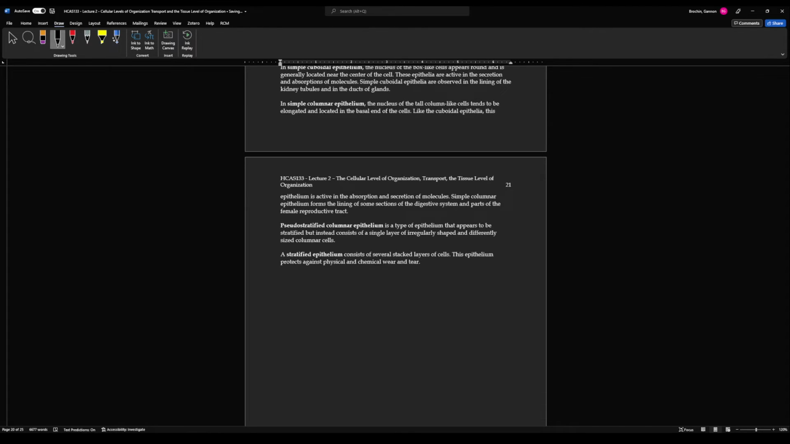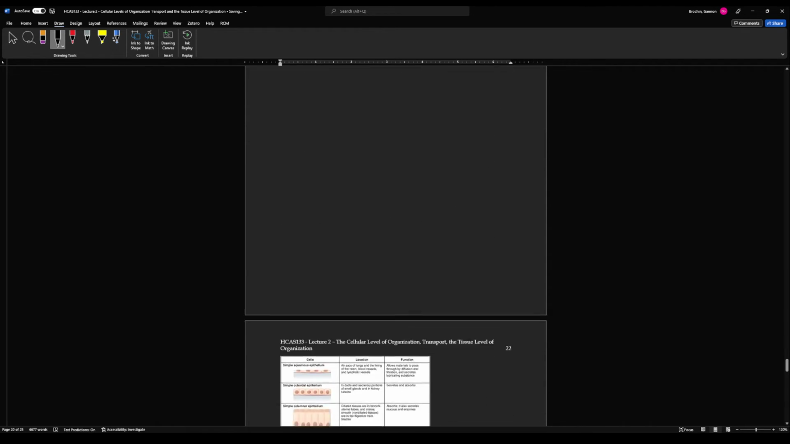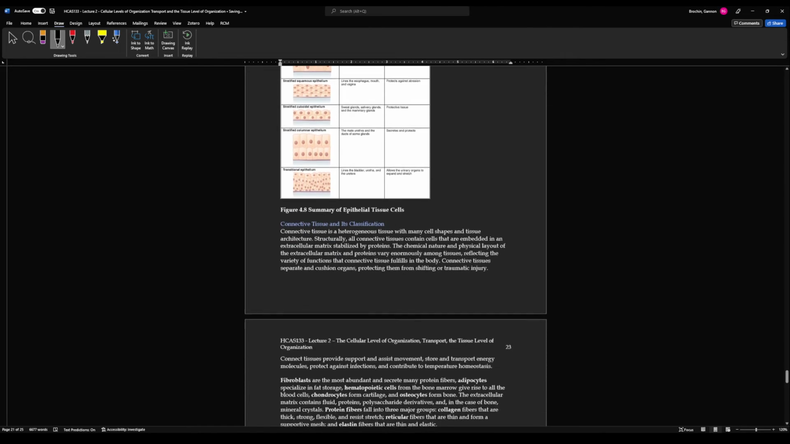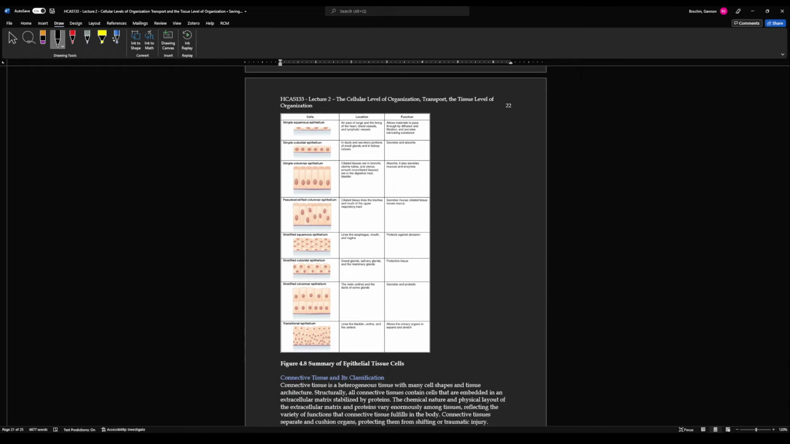Pseudostratified columnar epithelia, these guys hang out in very few places. One of them is the bladder, for instance. But again, they're columnar and they look like there's multiple layers, but there's only one. So this is a labeled description of each of them. We won't dive into that. It's also important to know that certain cells, like columnar epithelia, are prone to have cilia.